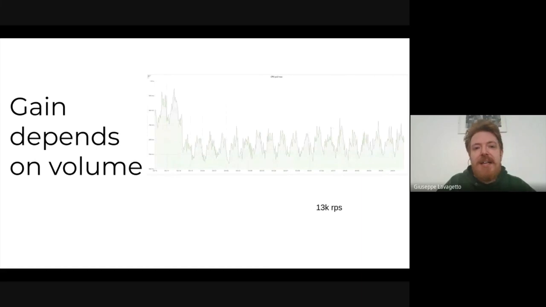And one where it gets 13,000 requests per second, and in this case, the CPU usage reduction was 40%. So you have to keep in mind that how much you gain by introducing something that does persistent connections on behalf of PHP depends on the volume of calls that you make. If you're in the range of making hundreds of calls per second, probably this is not very important for you.